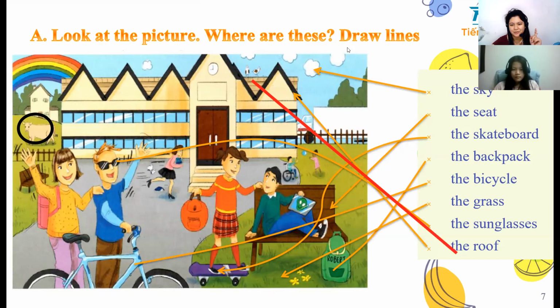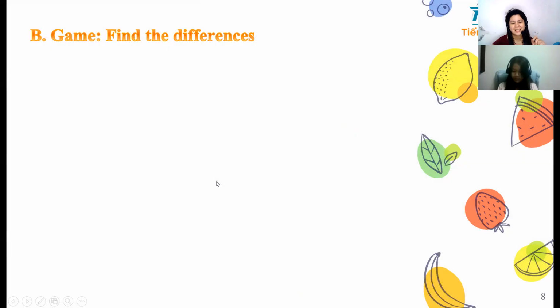Let's count your scores. 1, 2, 3, 4, 5, and 6. Because the sky is an example, you got 6 out of 7. Yay. Now, let's proceed to the next slide.